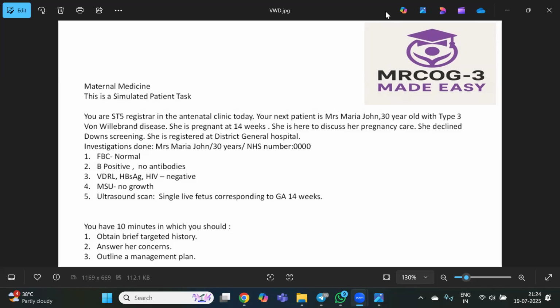Today is the third session, and as I already told you, we'll be discussing two stations each week, on Monday and Thursday. So today I have taken two stations from maternal medicine, and in maternal medicine all the topics and all the modules are important. Maternal medicine is a lengthy station.